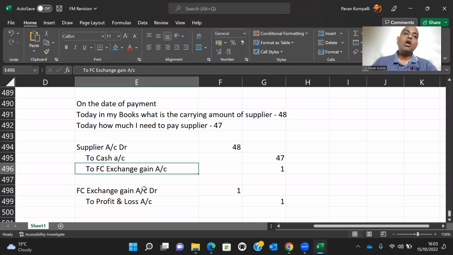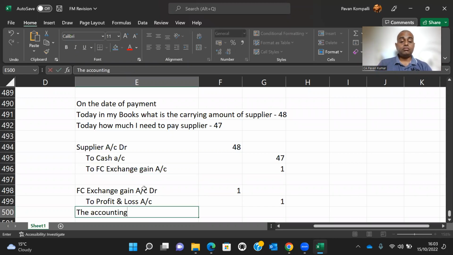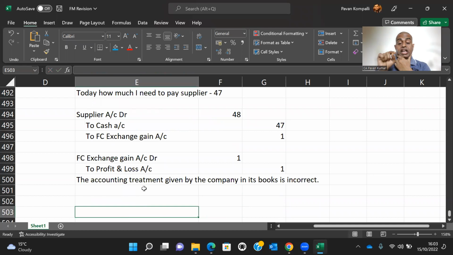This problem is over. Now you tell me, how many of you understood this? Very good. So what is the conclusion you need to write? The accounting treatment given by the company in its books is incorrect. They did not do it properly. It is incorrect.